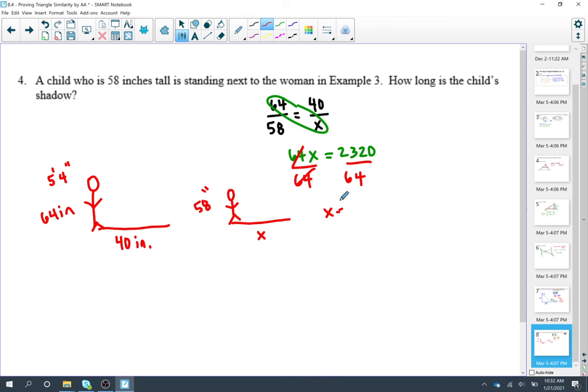So x equals 36.25. Now again, keep in mind this is in inches, and in the previous problem it asked us to round to the nearest foot. So we're going to do the same thing. We're going to divide by 12, which is going to get us 3.02. And if we round to the nearest foot, that's going to get us that the length of the child's shadow is 3 feet.